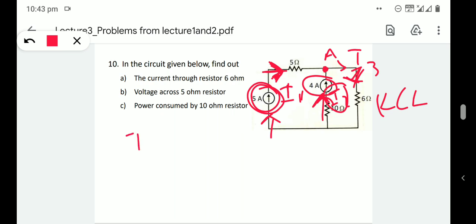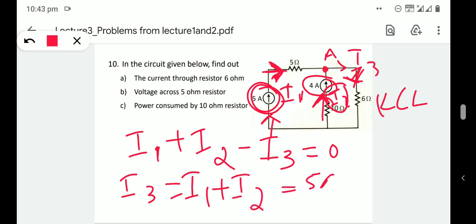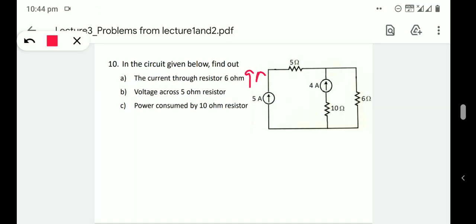From this, I1 and I2 are entering the node, so I1 and I2 should be plus, and I3 is leaving the node, so it is minus. So I1 plus I2 minus I3 is equal to 0, or we can write I3 is equal to I1 plus I2. I1 is equal to 5 ampere, plus I2 equal to 4 amperes. So the total current I3, or current flowing through the 6 ohm resistance, will be 9 ampere. So the answer for the first question A is 9 ampere.